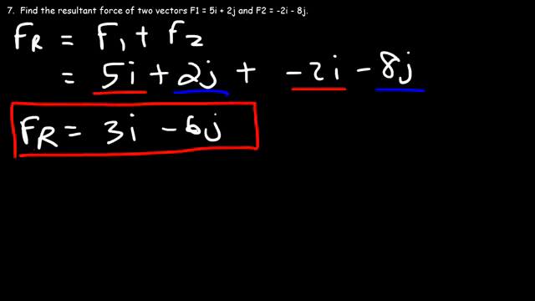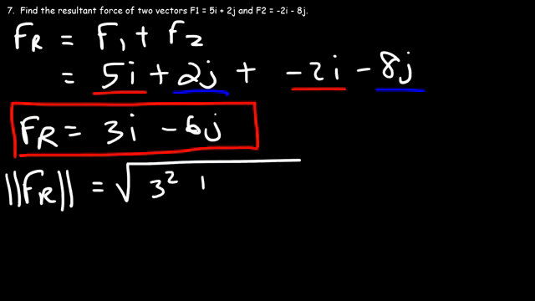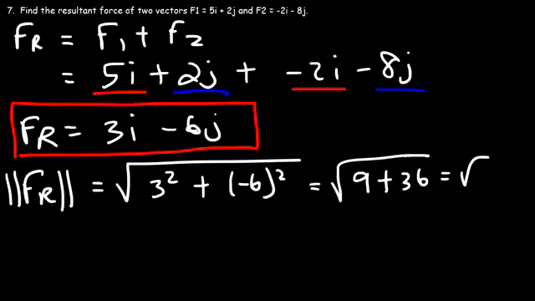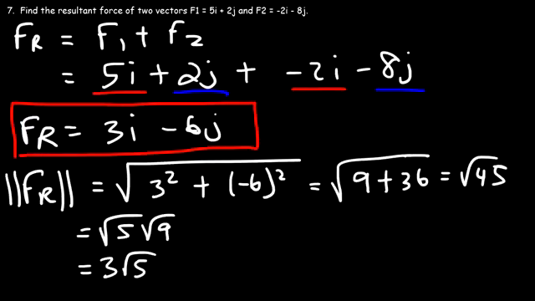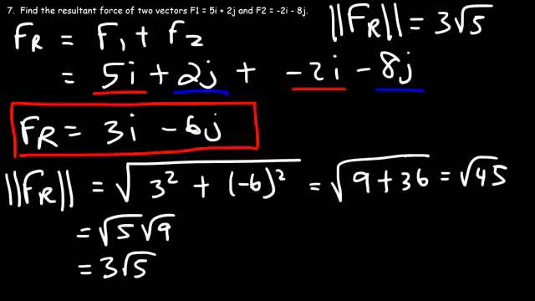Now once we have that, our next step is to find the magnitude of the resultant force vector. And so it's going to be the square root of 3 squared plus negative 6 squared. 3 squared is 9, 6 squared is 36, 9 plus 36 is 45. Now if you want to, you can simplify the square root of 45. 45 is 5 times 9, and the square root of 9 is 3. So you get 3 square root 5, which I'm going to write here. So that's the magnitude of the resultant force vector in this problem.